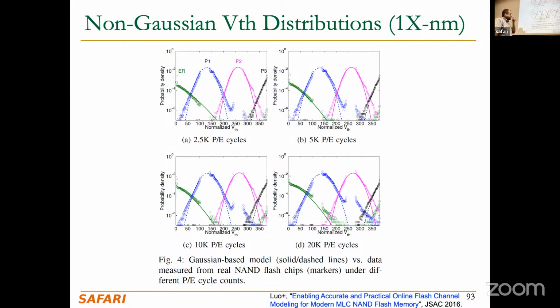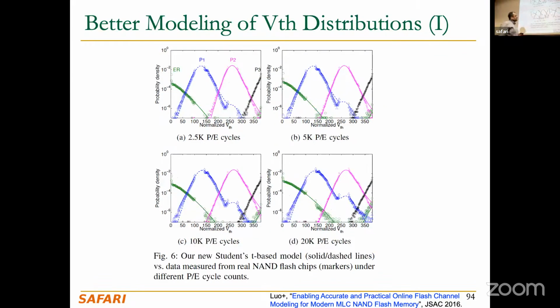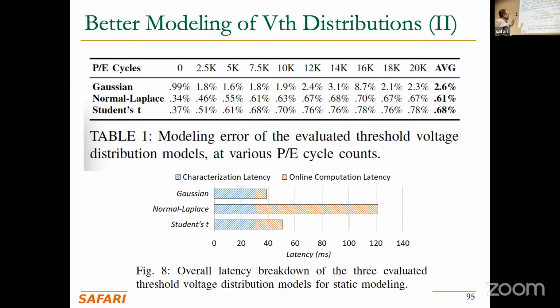So we saw that it's not completely Gaussian, especially when we are using more modern flash chips and when we have a higher number of PE cycles. As a result, we use a student's T distribution. And here you can see that student's T distribution provides relatively lower latency compared to the Laplace technique, and also provides accuracy around that of Laplace.